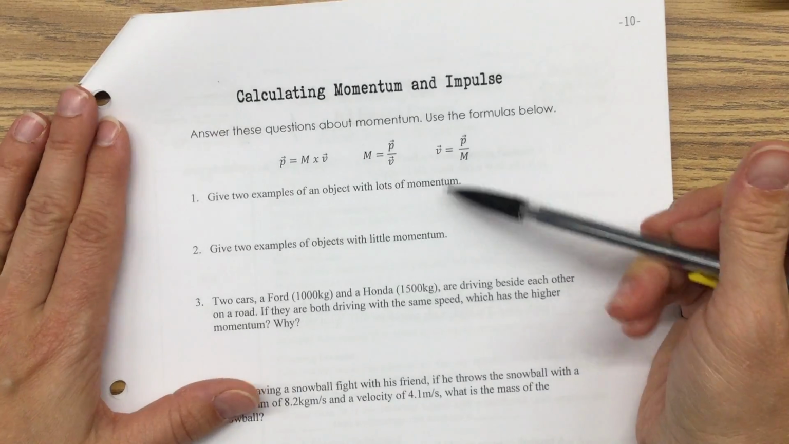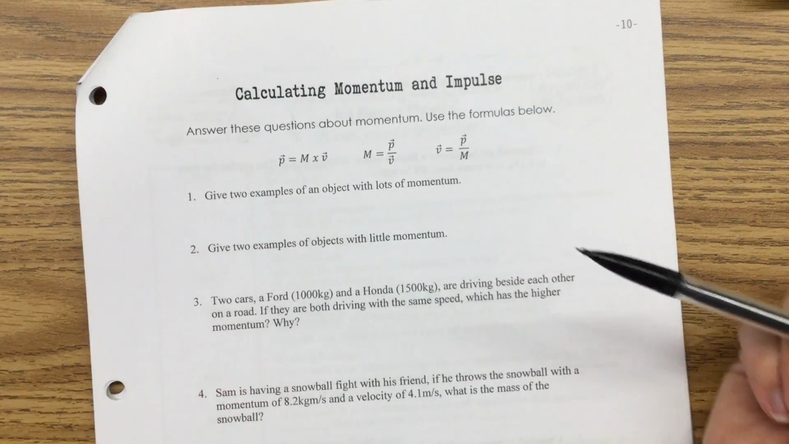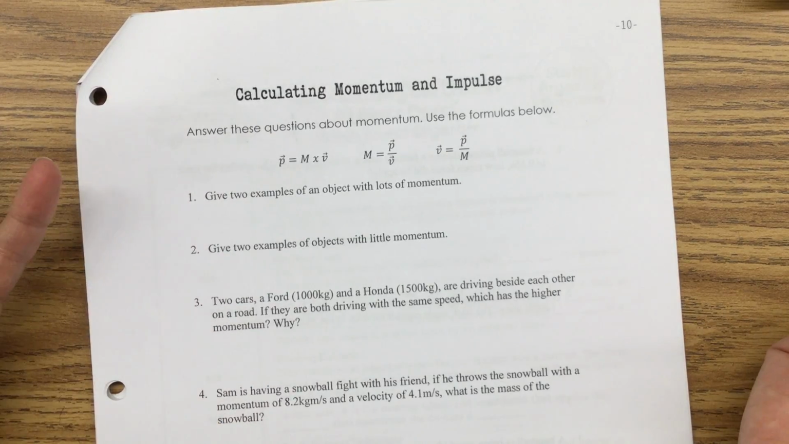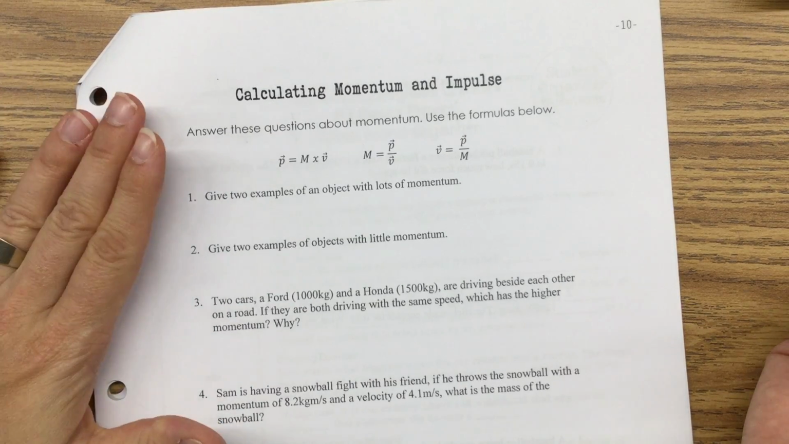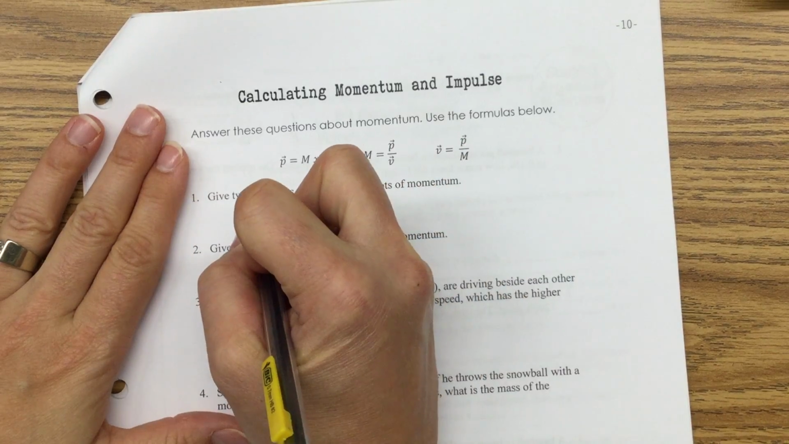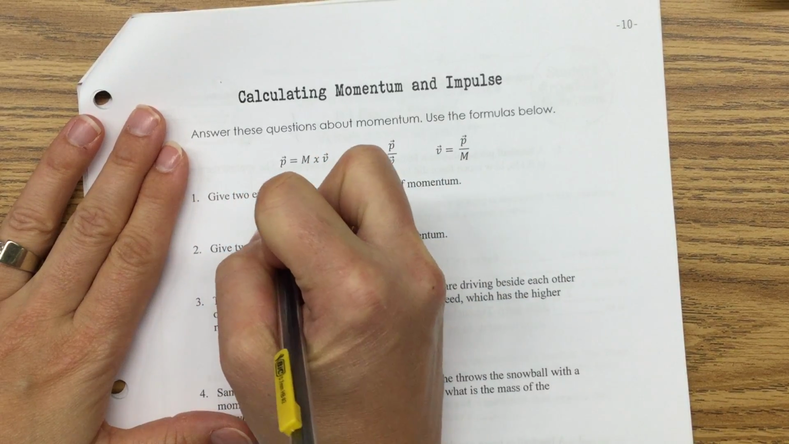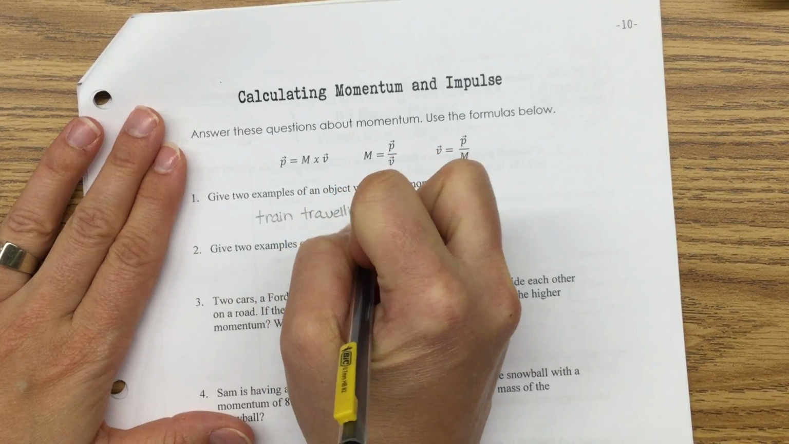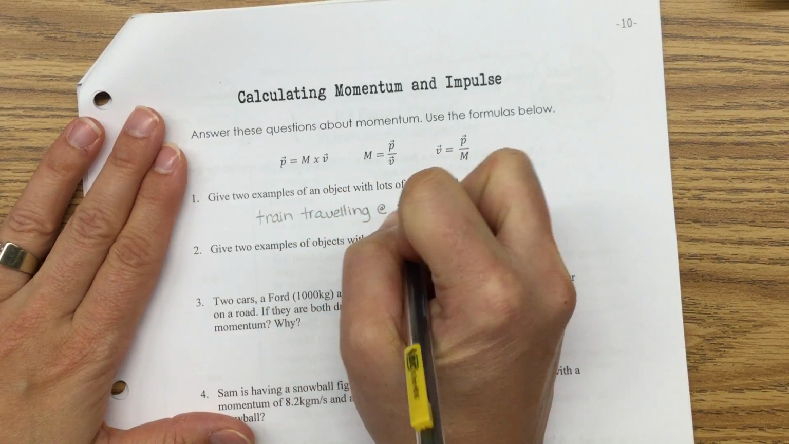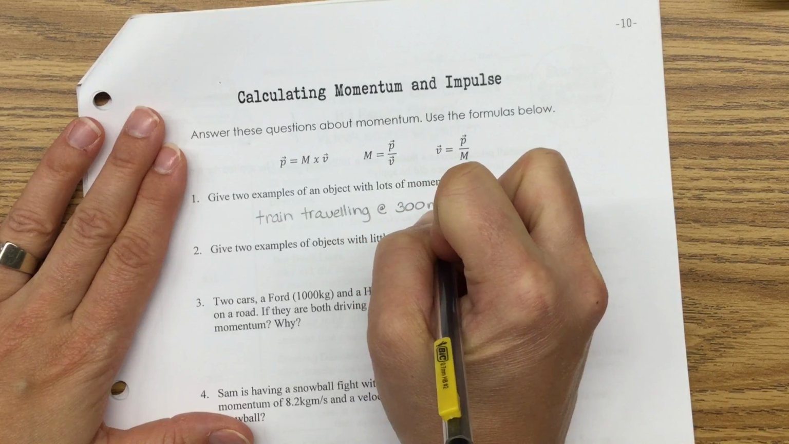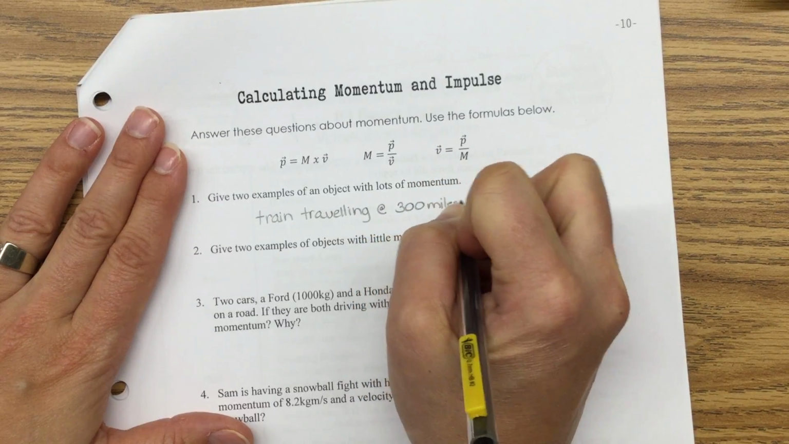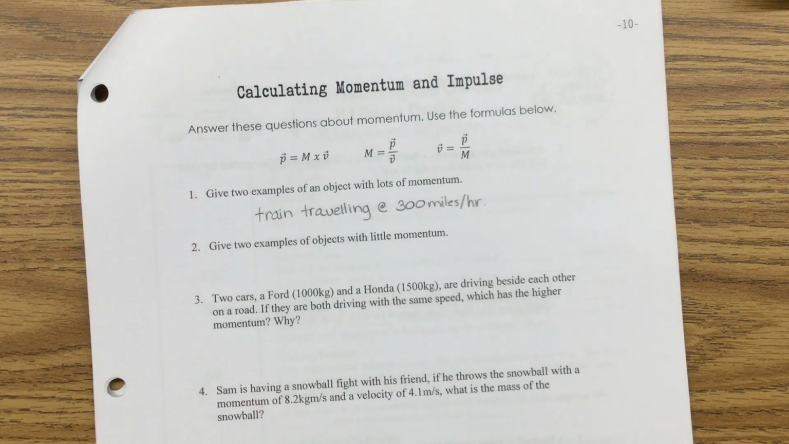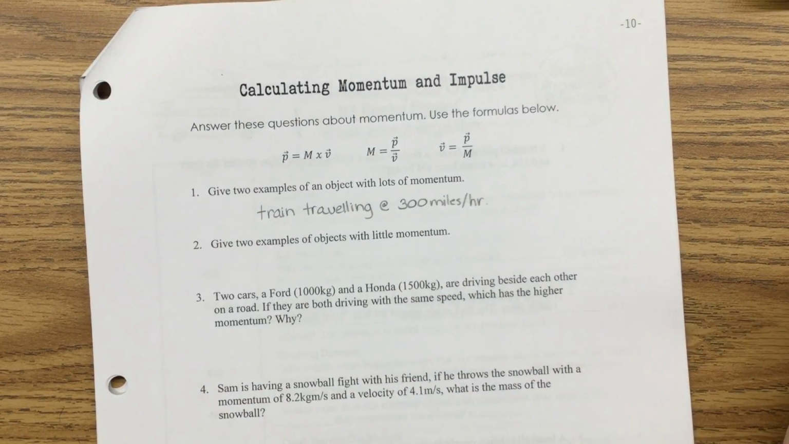So the first one says, give 2 examples of an object with lots of momentum. Okay, what do you come up with? Okay, I'm thinking of a train traveling at 300 miles per hour. Okay, as long as your object is moving, it has momentum.